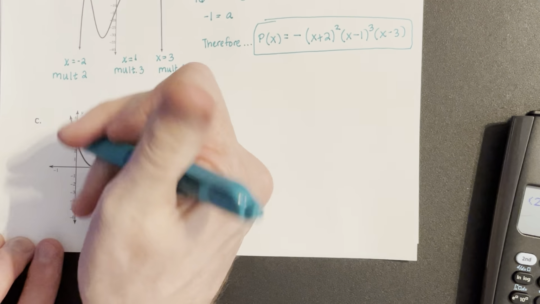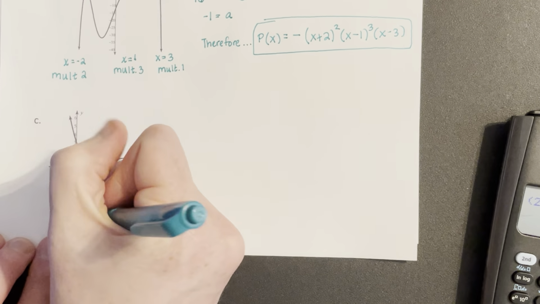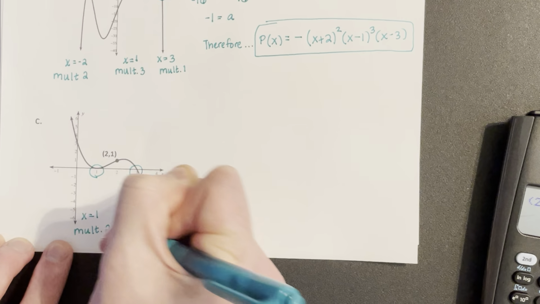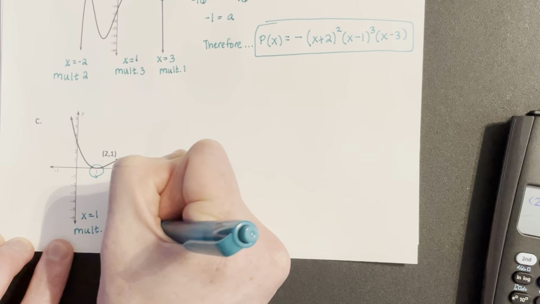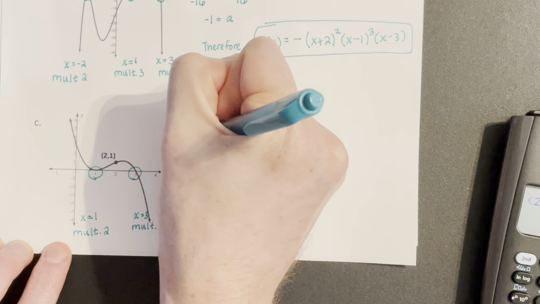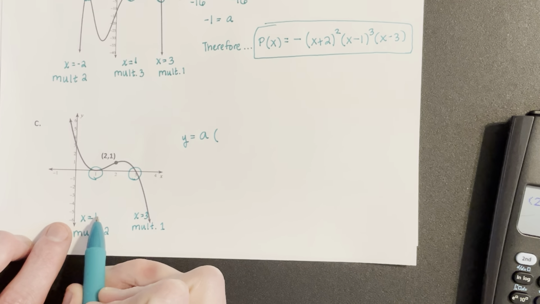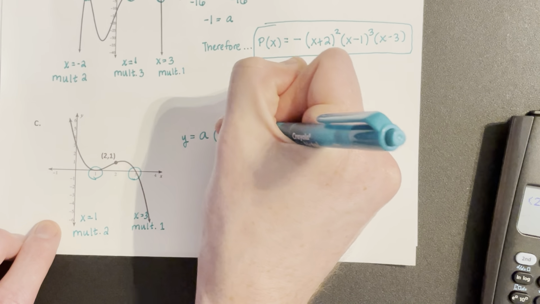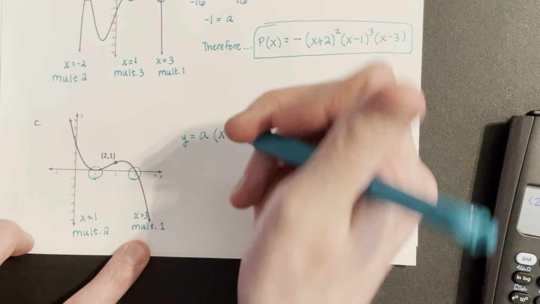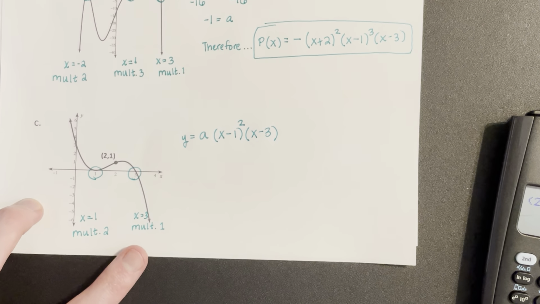Our last graph bounces at 1, goes straight through at 3. So I have x equals 1 with a multiplicity of 2, and x equals 3 with a multiplicity of 1. I turn those zeros into the associated factors, so if I subtract 1 to the other side, I get x minus 1. It is squared because it's a multiplicity of 2. And then we do x minus 3 to the first power because it's a multiplicity of 1.